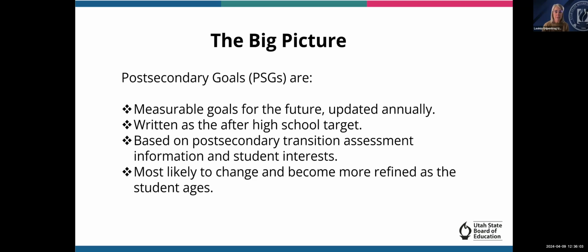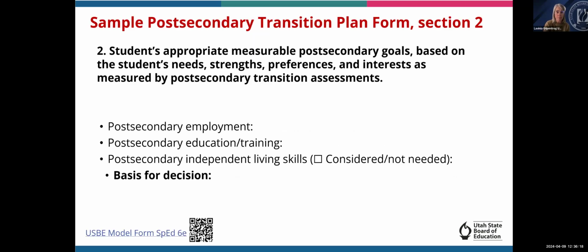So let's say the student is in 8th or 9th grade. Based on the information that we know about them and the assessments we've done, what is the best post-secondary goal we can write for that student, given the information that we know and that they are providing for us as well.